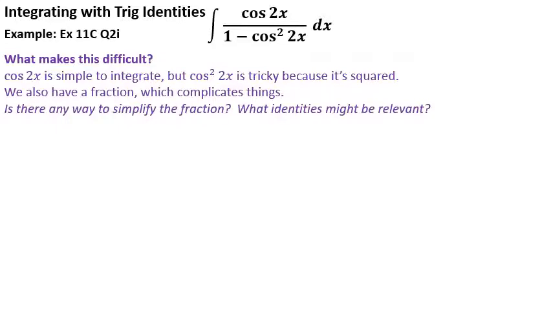Can we find any way to simplify this fraction? Clearly, factorizing the bottom is not going to help us much because there'll be nothing that cancels with the top. But are there any identities that we might find useful?